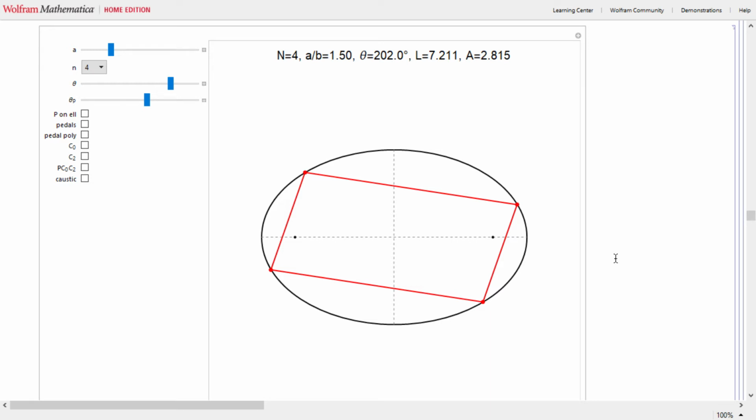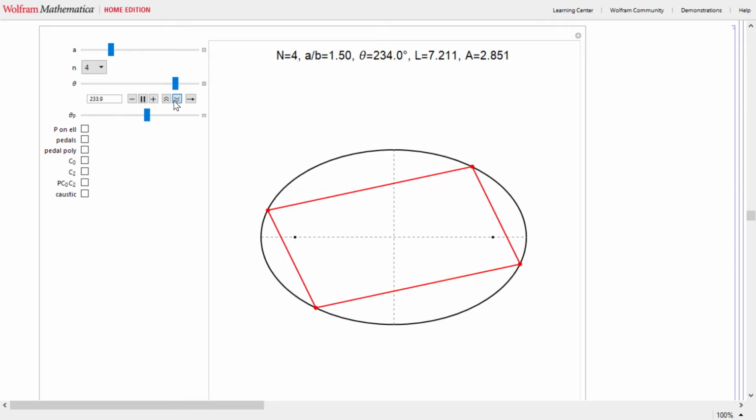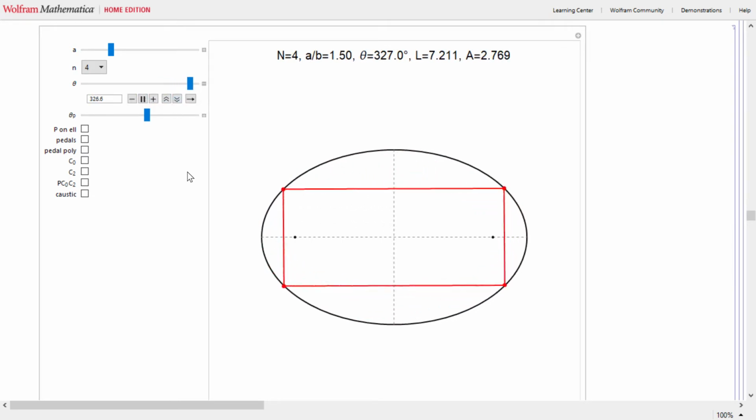So take an ellipse and consider the family of inscribed parallelograms, four-sided parallelograms, the family. This is a one-dimensional family on the ellipse. Here it is. Let me animate it. This is a one-dimensional family.